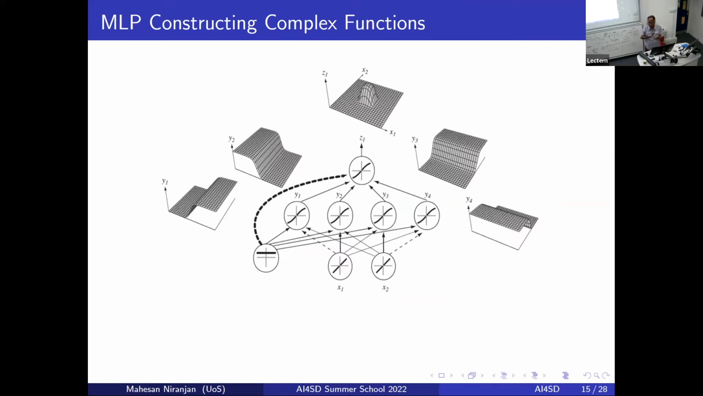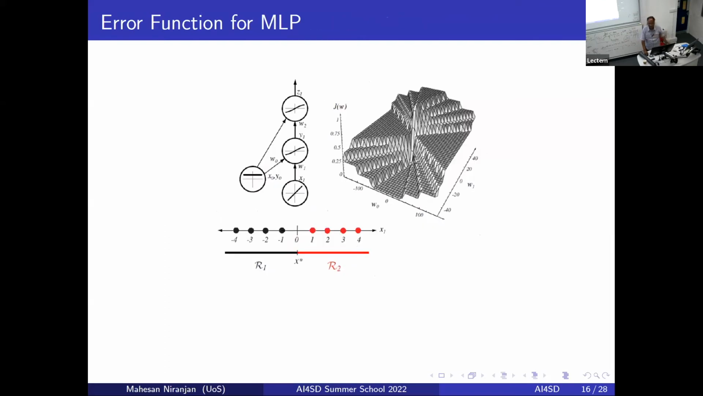So if your data is not linearly separable, it doesn't satisfy all the assumptions of the morning that are on this board, then you can put things together and build more sophisticated class boundaries, posterior probabilities, or mappings between inputs and outputs.